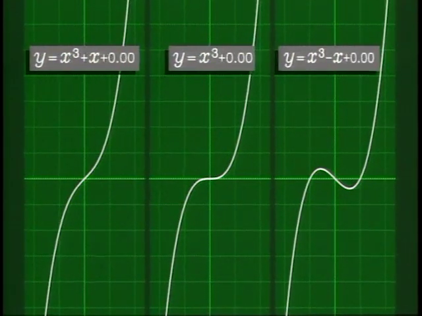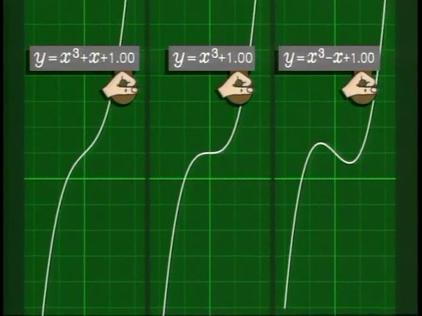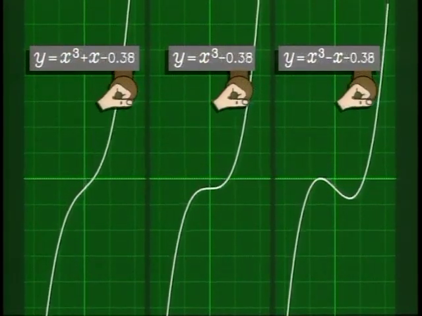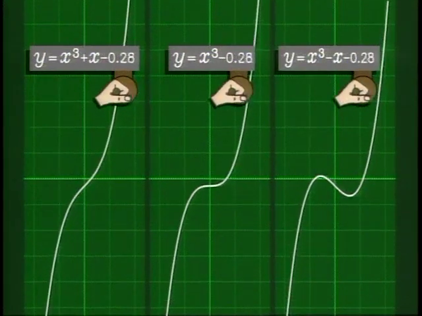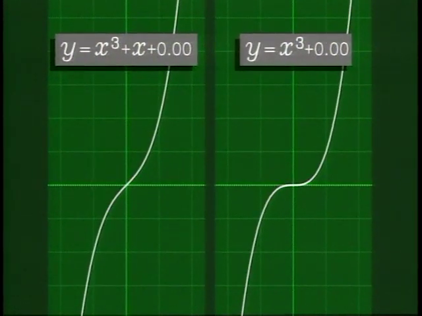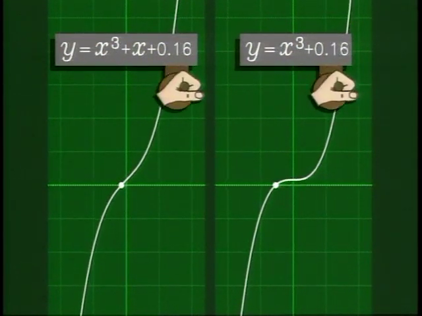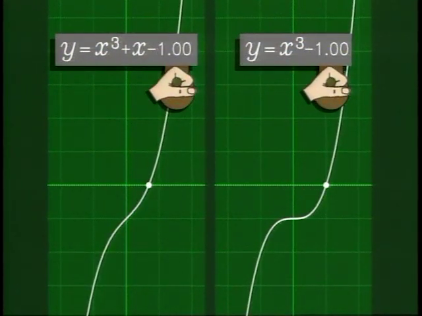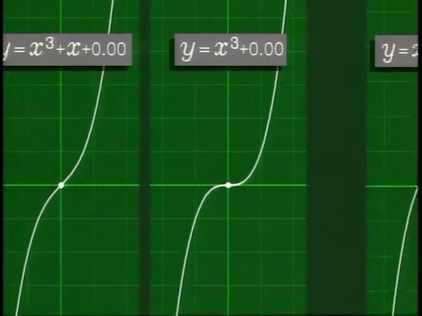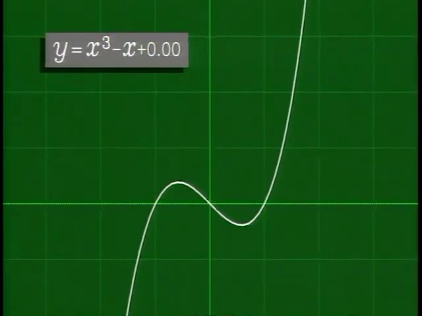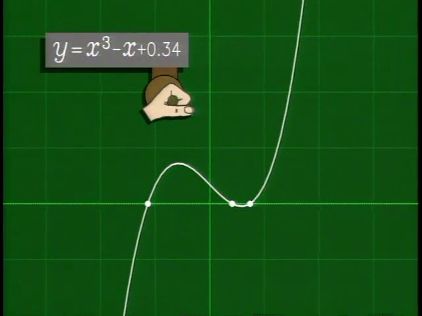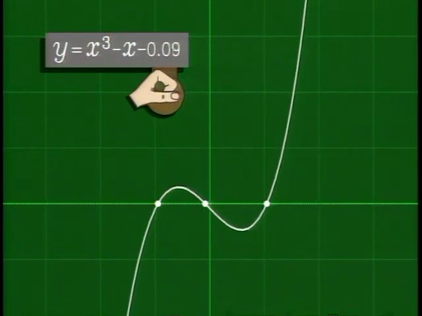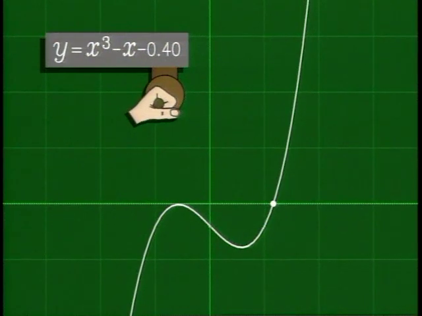The basic shapes don't change if we add a positive constant to move them up or a negative constant to move them down. In each of these two examples, the graph crosses the x-axis at exactly one point, even when the graph is moved up or down. But in this example, the graph crosses the x-axis at 3 distinct points. Adding a constant doesn't change the shape, but it can change the number of zeros from 3 to 2 to 1.